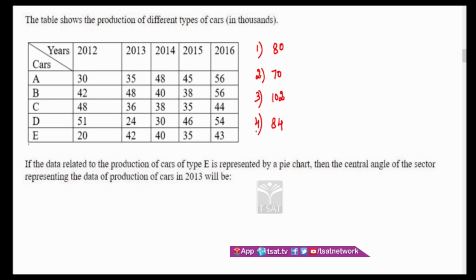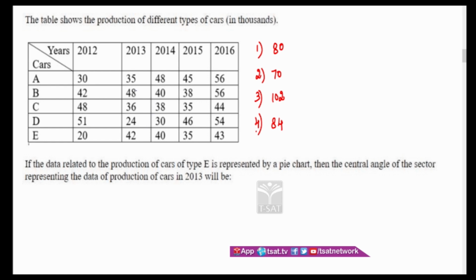If the data related to the production of cards of type E is represented by a pie chart, so the entire type E data is represented by a pie chart, this is overall type E. If I represent it by a pie chart, then the central angle of the sector representing the data of production of cards in 2013 will be what angle?